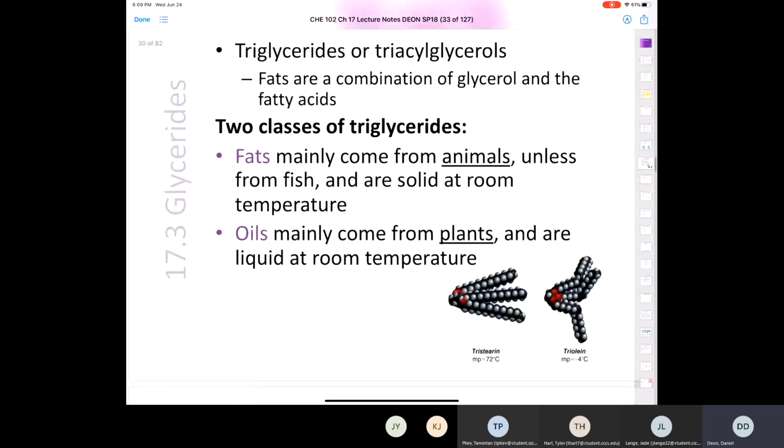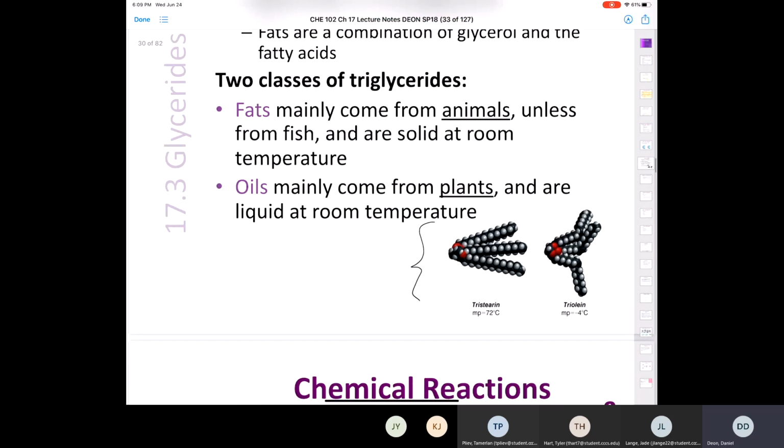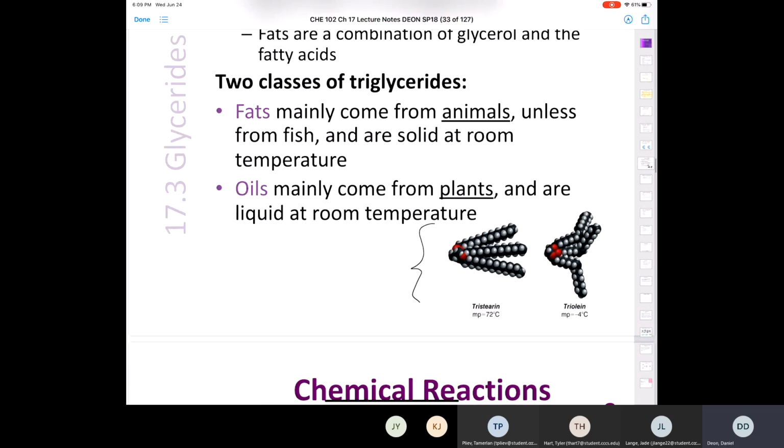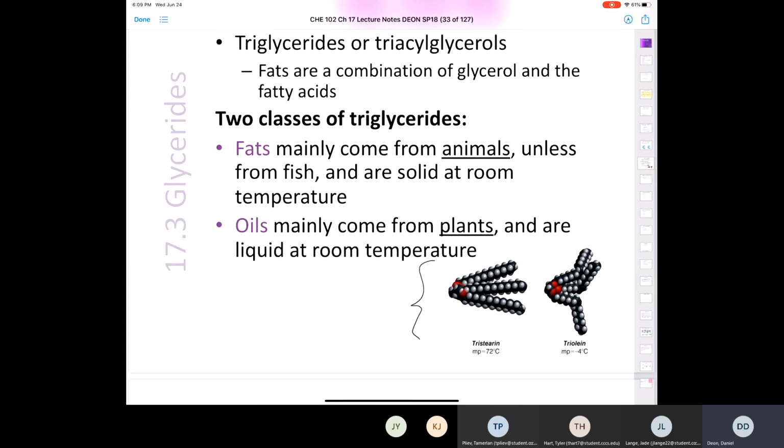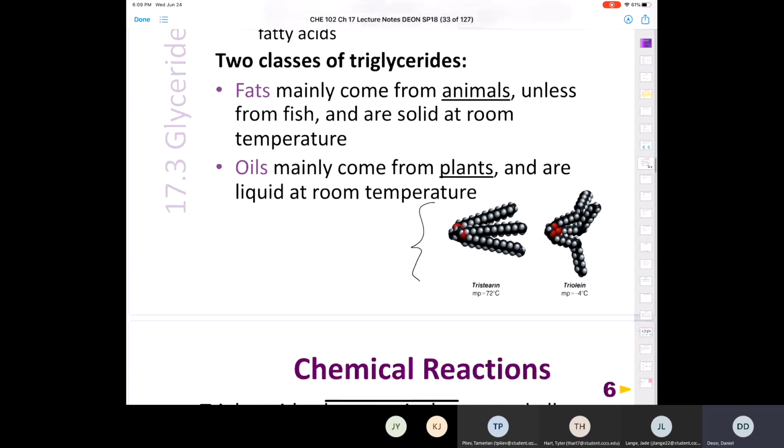Let's talk about the difference between fats and oils. I alluded to this a little bit earlier on, but I think it's really fun to look at these space filling models down here of two triglycerides. You have tristearin and triolein. And before we get into that, it says here that fats are the combination of glycerol and fatty acids. Fats mainly come from animals and less fish, and they're solid at room temperature. That's like your bacon grease that solidifies, or your beef fat, that solidifies at room temperature, whereas oils come mainly from plants and fish and are liquid at room temperature.